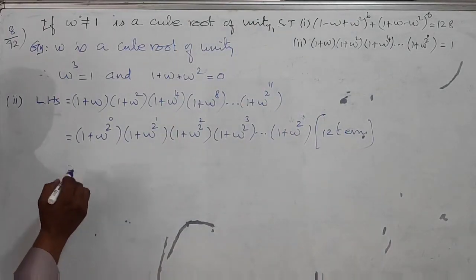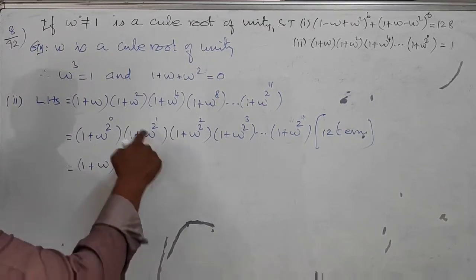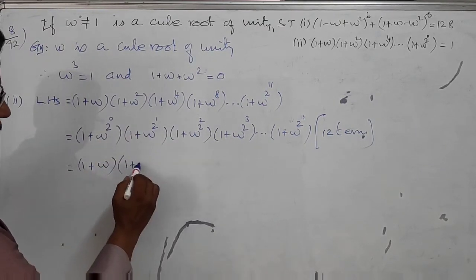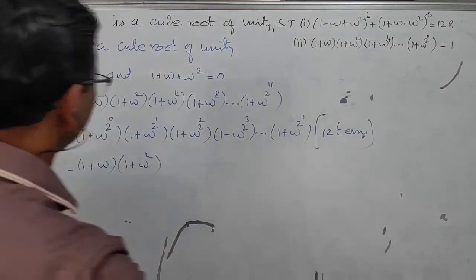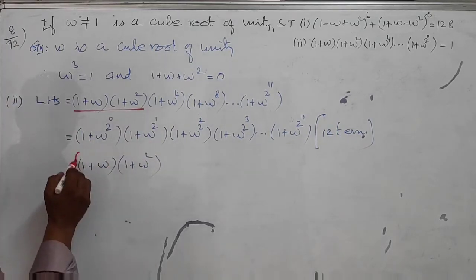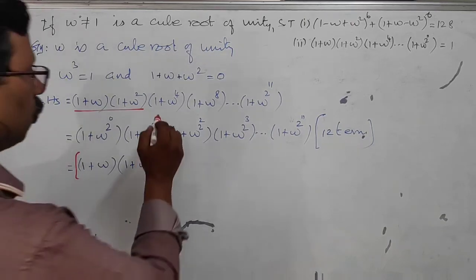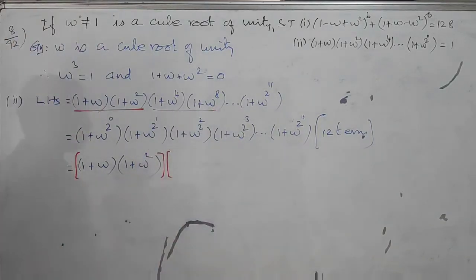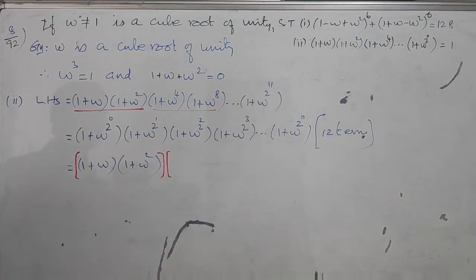Now, this is equal to (1 plus omega), then (1 plus omega square), as such. These first two we have written here. Next, look at the next two. 12 means there is an even number of terms, so we are pairing them two by two.